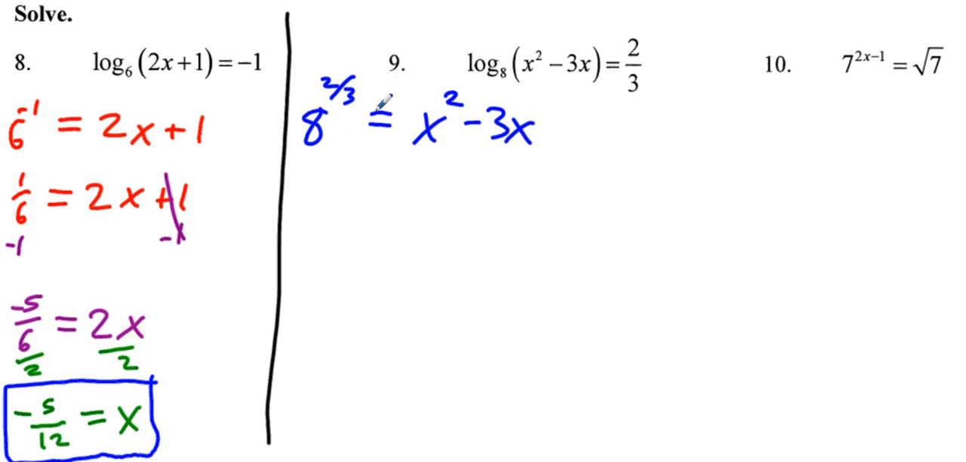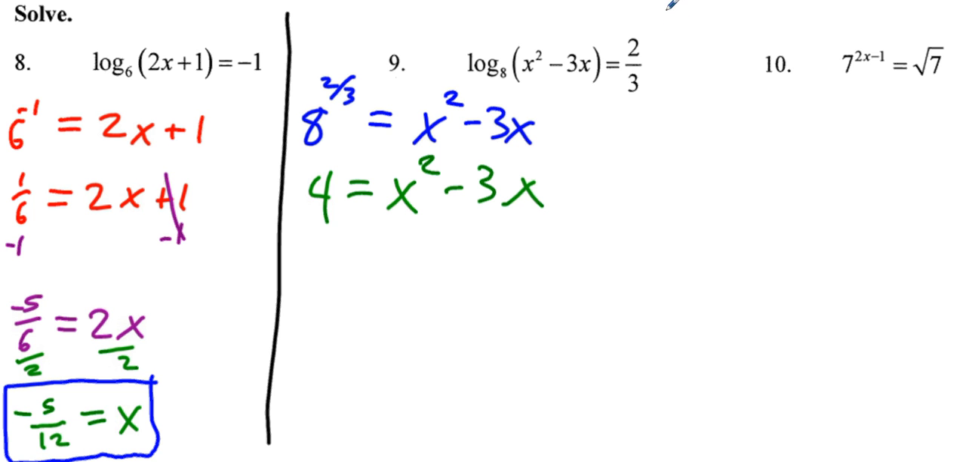Eight to the 2/3 power we can work out. So 8 to the 2/3, that's a number we can work out. Remember, the 3 is the cube root of 8. So that's 2. Cube root of 8 is 2. 2 squared is 4. So 8 to the 2/3 is 4. So now it's x squared minus 3x equals 4.